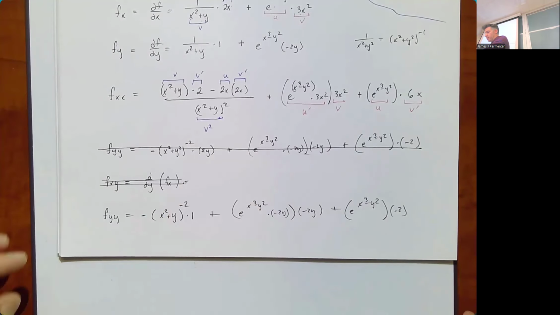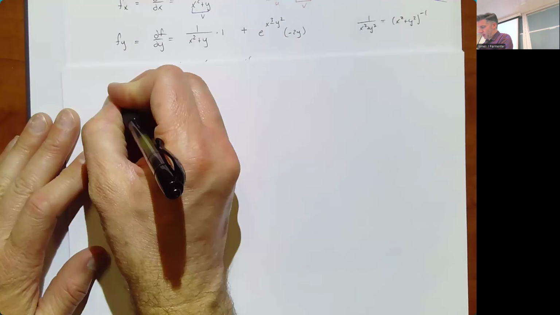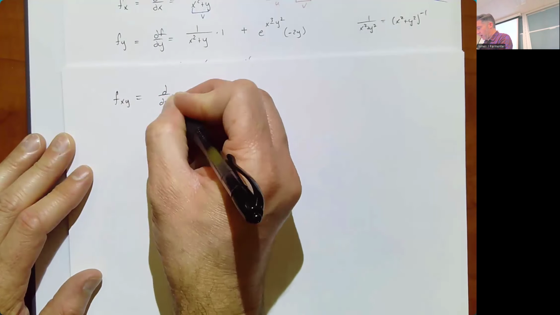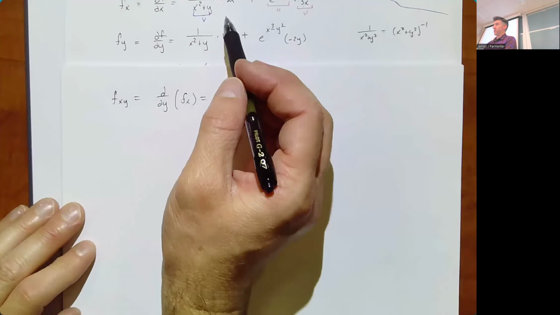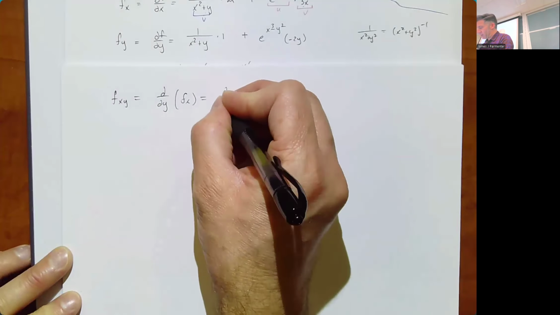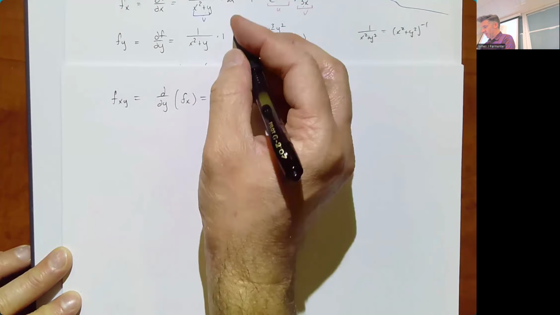Okay, now let's look at those mixed partials. So might as well make our lives easy here and say that we want to find fxy, which is again the derivative with respect to y of your fx. I'm just looking at my fx and then I'll take the derivative with respect to y. I'm going to write out fx in the way that's going to make my life easier.